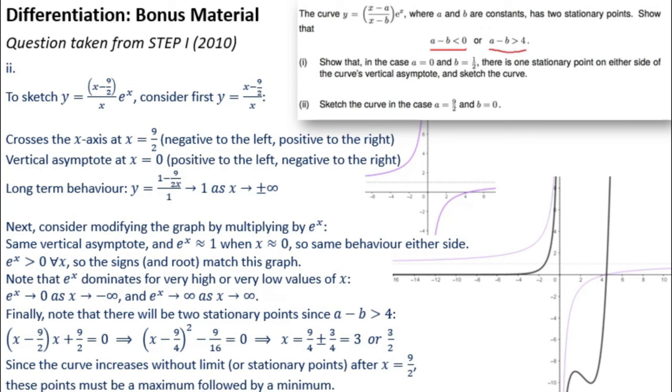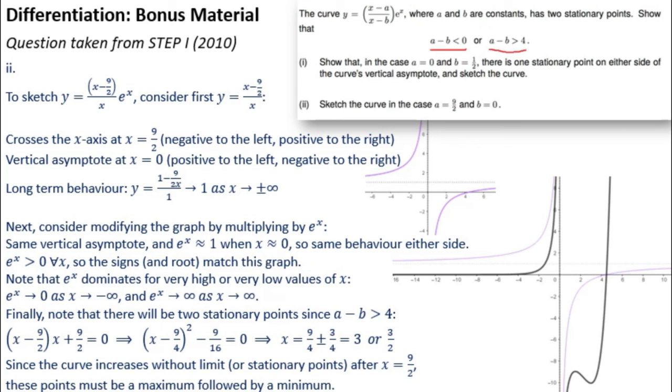And here's what our graph looks like. You can see the little wiggle just down at the bottom. And I've left on the purple graph, the reciprocal graph, so you can see how the sign of our graph always matches the sign of the purple graph. And the zeros of our graph match the zeros of the purple graph. And the vertical asymptote of our graph matches the vertical asymptote of the purple graph.